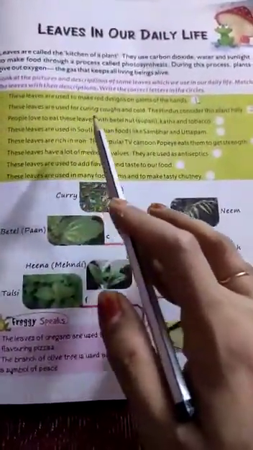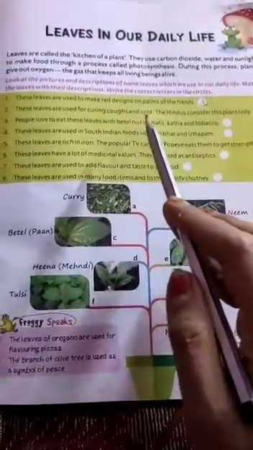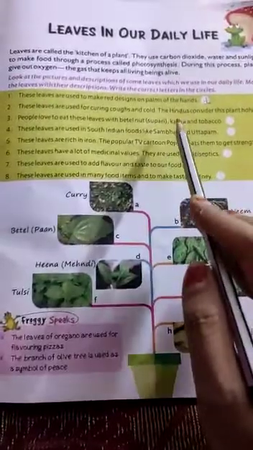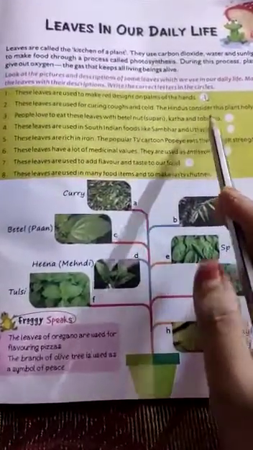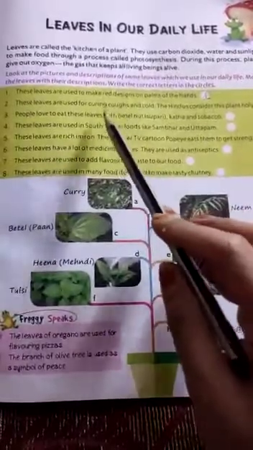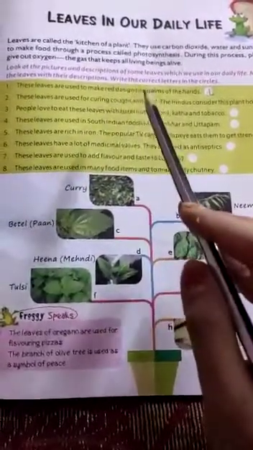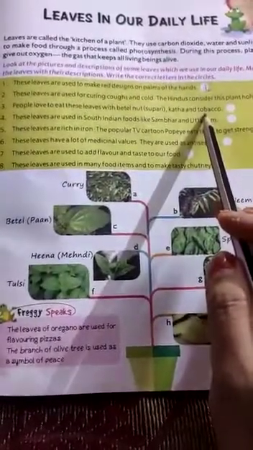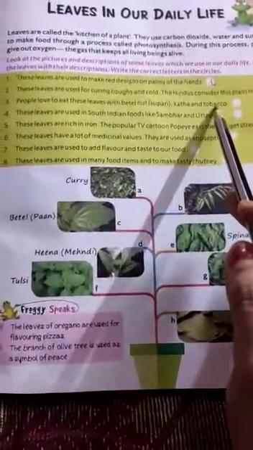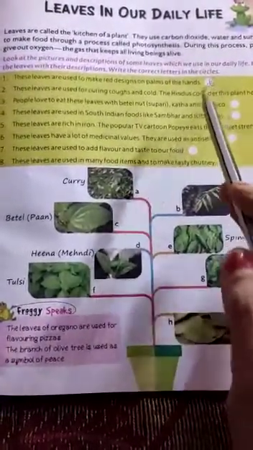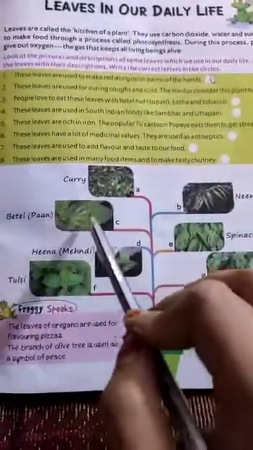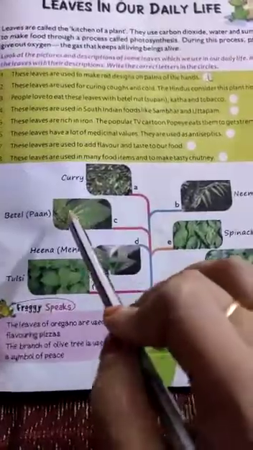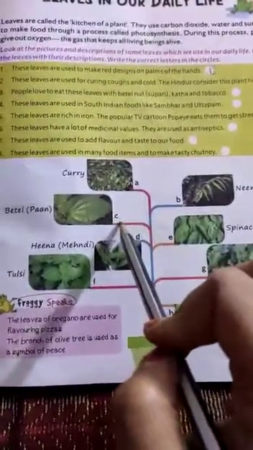Okay. Now, people love to eat these leaves with betel nut. Betel nut in Hindi we call supari, along with katha and tobacco. You have seen that some people buy these leaves from the pan shops. The shopkeeper puts betel nut, katha and tobacco in that leaf and serves it to the customer. So this leaf is called betel or pan. Here the picture of a betel leaf is given. It is very shiny and the letter assigned to betel leaf is C. So we will write C over here.